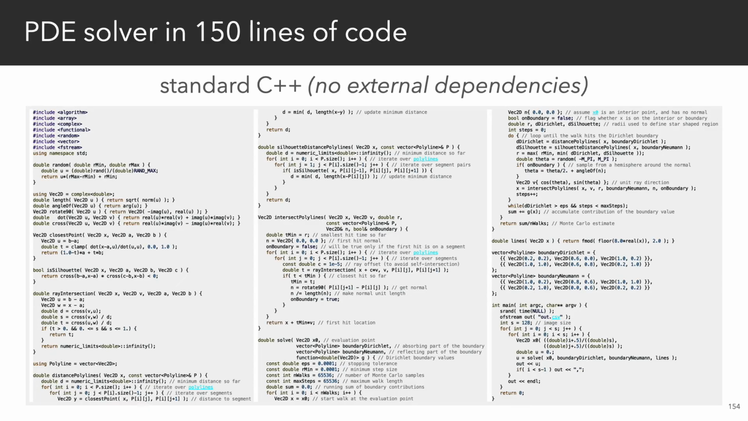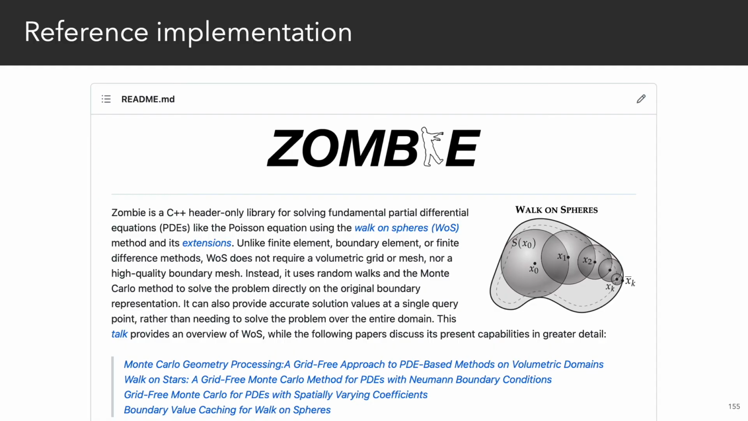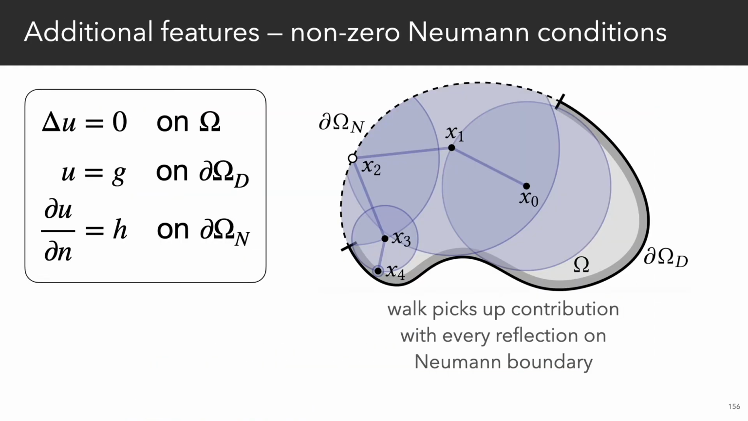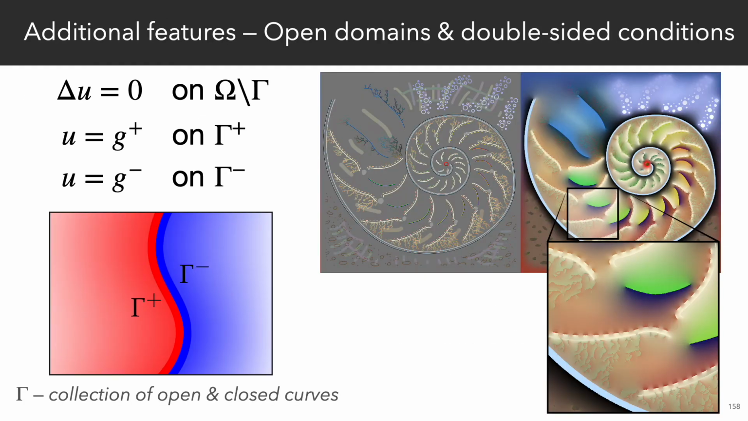We have a step-by-step tutorial for building this algorithm up from scratch in 150 lines of C++ code. We've also released a full reference implementation with a number of additional features, such as the treatment of non-zero Neumann conditions, where we pick up an additional contribution h with every reflection. There's also treatment of pure Neumann problems, where there's no Dirichlet boundary to terminate on, as well as handling of open domains and double-sided boundary conditions, such as this example of generating a diffusion curves image on some really intricate geometry.